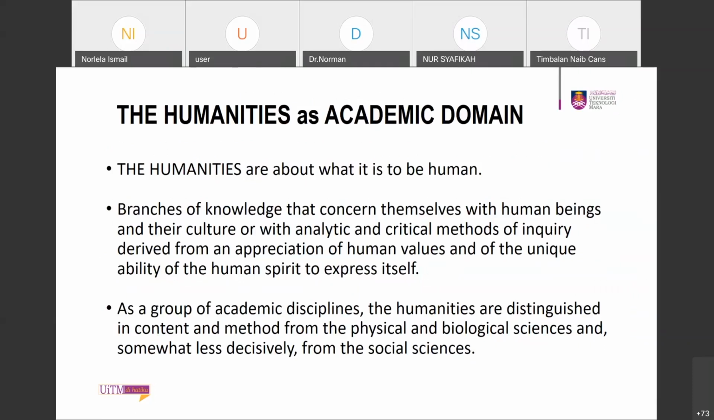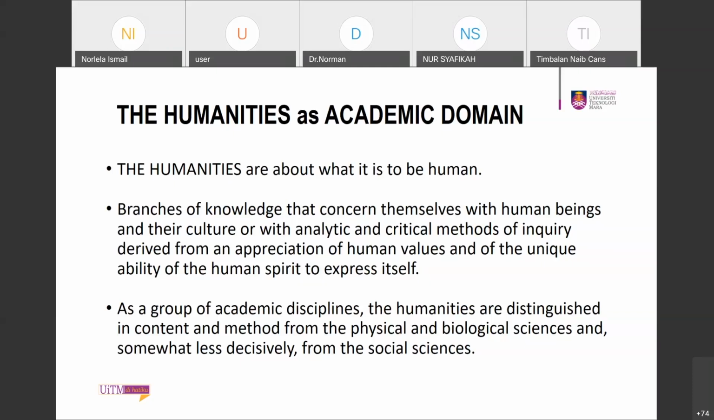And so before I talk about modes of inquiry in the humanities, let me introduce all of you to the humanities as an academic domain. The humanities are all about what it is to be human, simple as that. They are branches of knowledge that concern themselves with human beings and culture, with analytic and critical methods of inquiry derived from an appreciation of human values and of the unique ability of the human spirit to express itself.